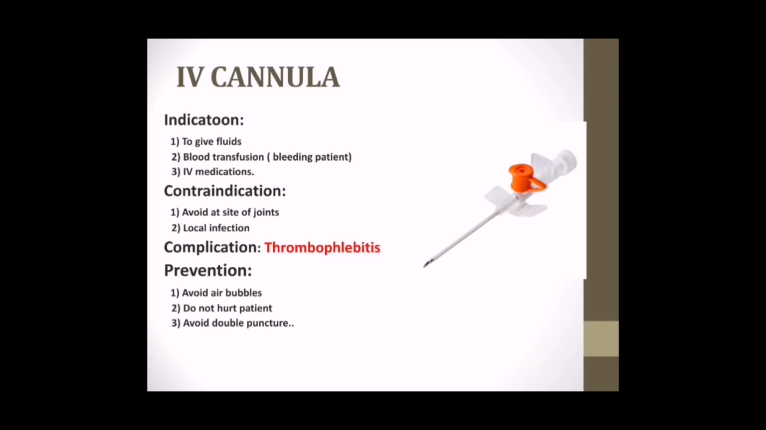We have the IV cannula. Indications for use are: number 1, to give fluids. Number 2, blood transfusions, bleeding patients. Number 3, IV medications. Contraindications: number 1, avoid at the site of a joint. Number 2, local infections. A complication of the IV cannula can be thrombophlebitis.